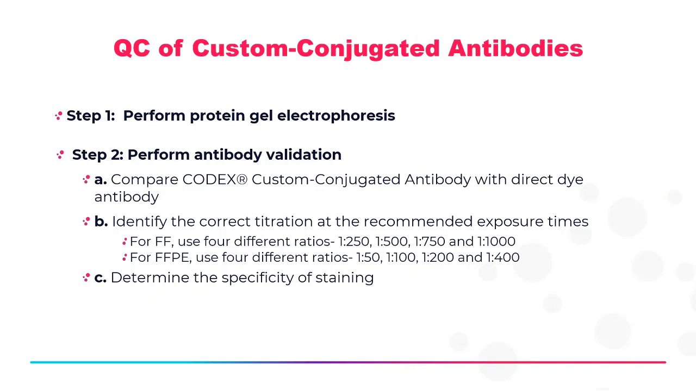Now, once you've performed the conjugation reaction, the next step is to perform quality control and antibody validation. So this is a 2-part process. The first part is to perform a protein gel electrophoresis, and the second is to perform the antibody validation, which consists of comparing custom conjugated antibodies with direct dye antibodies, identifying the correct titration at recommended exposure times, and determining the specificity of the staining. These steps are also done by Akoya R&D to validate all of our inventoried antibodies.